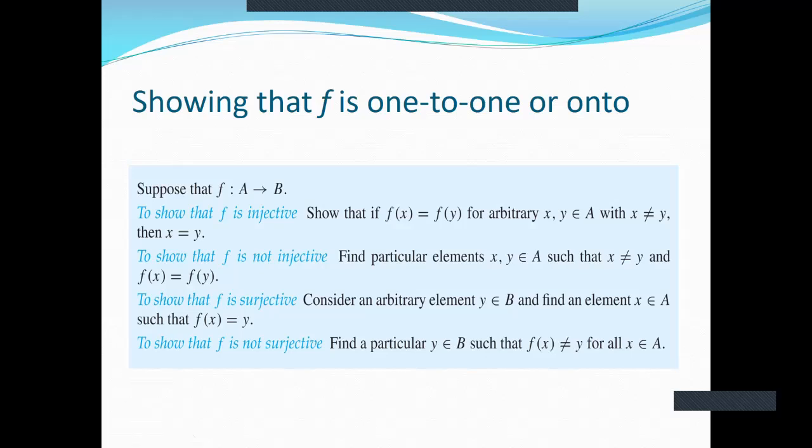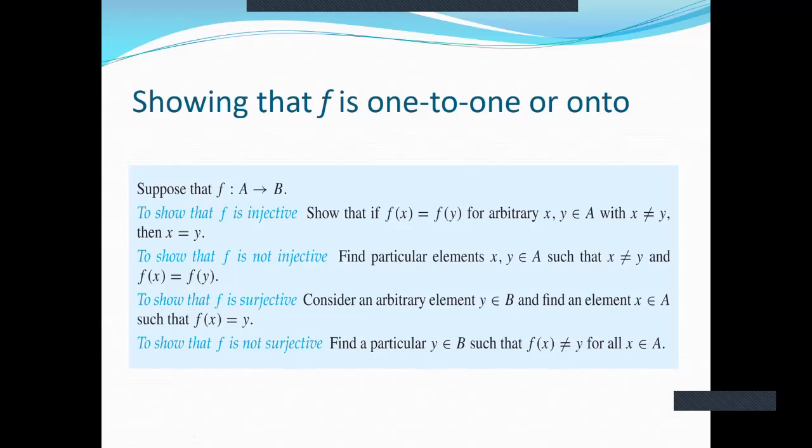So now, how can we prove that the function f is one to one or an onto function? Here are some strategies. Suppose there is a function f that maps A to B. To show that f is injective, how can you do that?